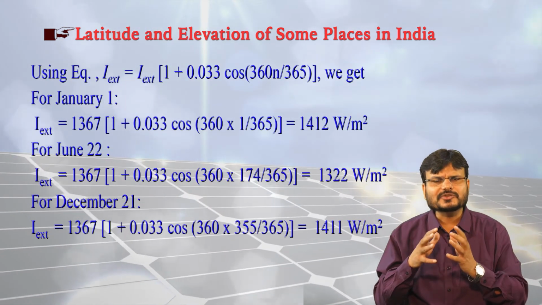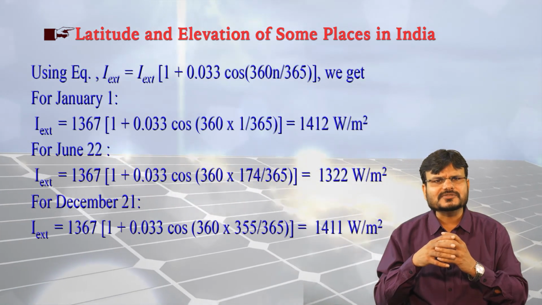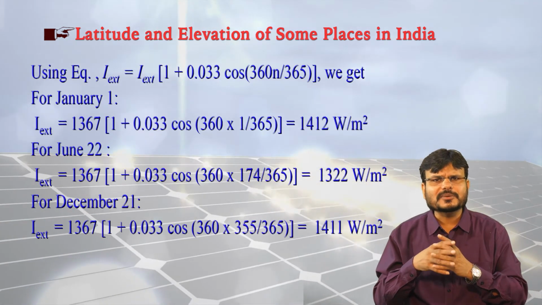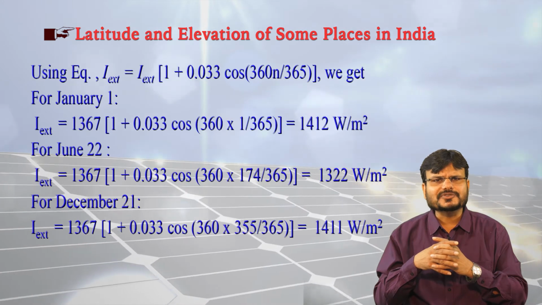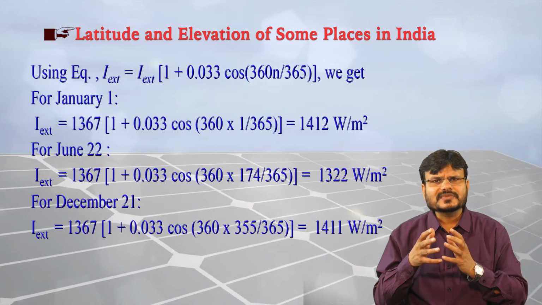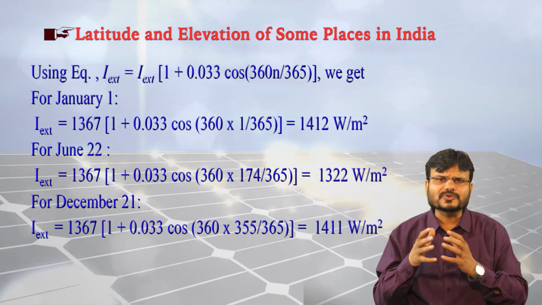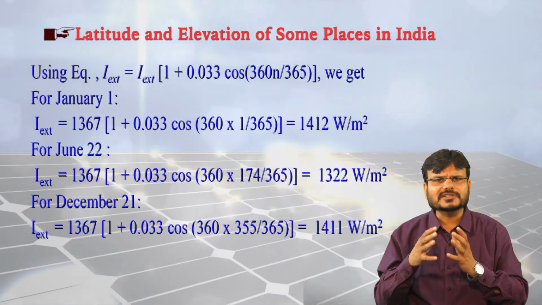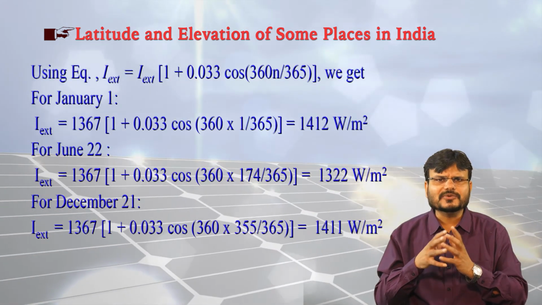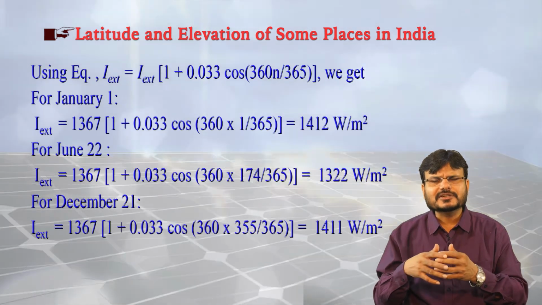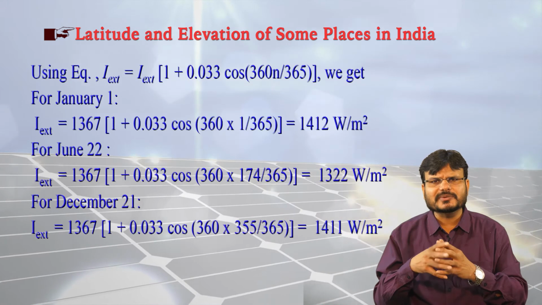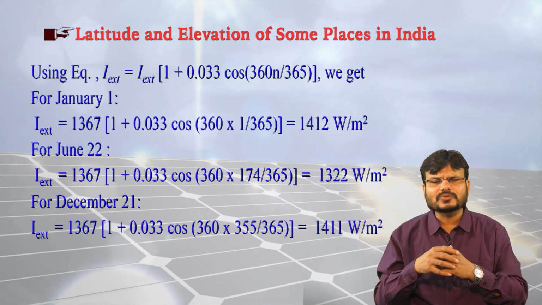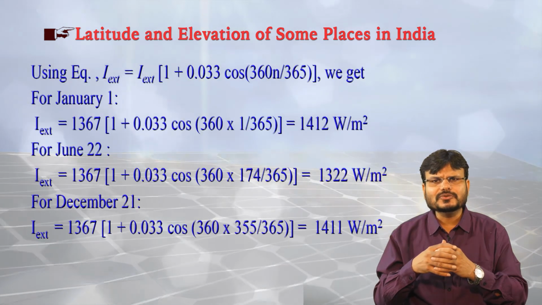Now similarly you can calculate the value of this solar radiation for June 22. In the given formula you have to put the value of n for June 22, that is equal to 174. So just put n is equal to 174. So you get I_EXT is equal to 1367 multiplied by 1 plus 0.033 cos 360 multiplied by 174 divided by 365. After solving you get the value, that is equal to 1322 watt per meter square.